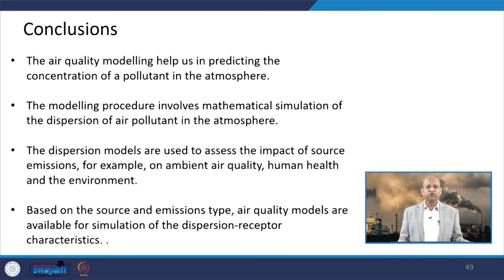Okay. Then based on the source and emissions type, air quality models are available for simulation of the dispersion and receptor characteristics. So, that way they are very useful for impact assessment or health risk assessment, and to compare the concentrations with the guideline standards, or to know whether some new establishment of an industrial area will be good or bad for the population which is living in the downwind direction. So, those kinds of studies can be carried out by these air quality models.